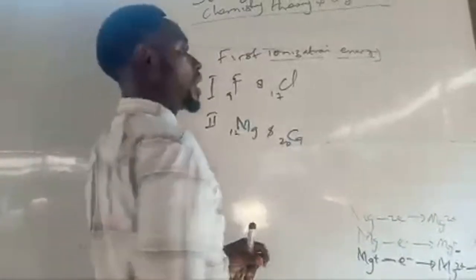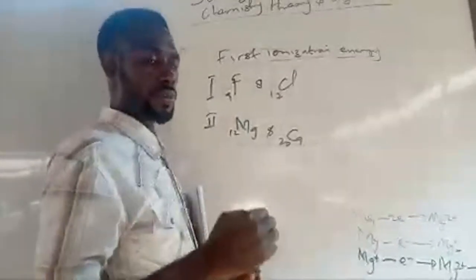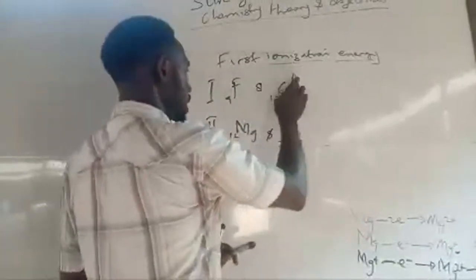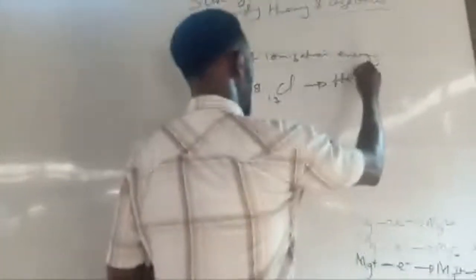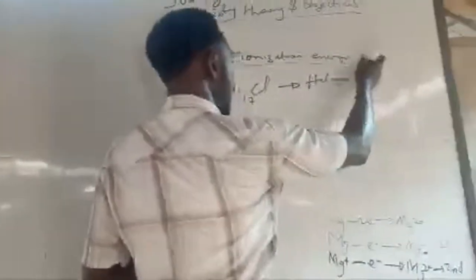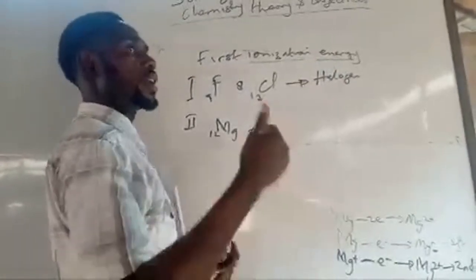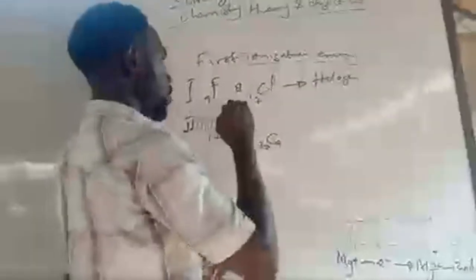The reason is because they have the same valency electron and they belong to the same group. I hope you are capturing it. So fluorine and chlorine are Group 7 elements. They are the halogens and they all have valency of 7. Their outermost shell is 7. Remember, elements in the same group share similar chemical properties because of similar valency.